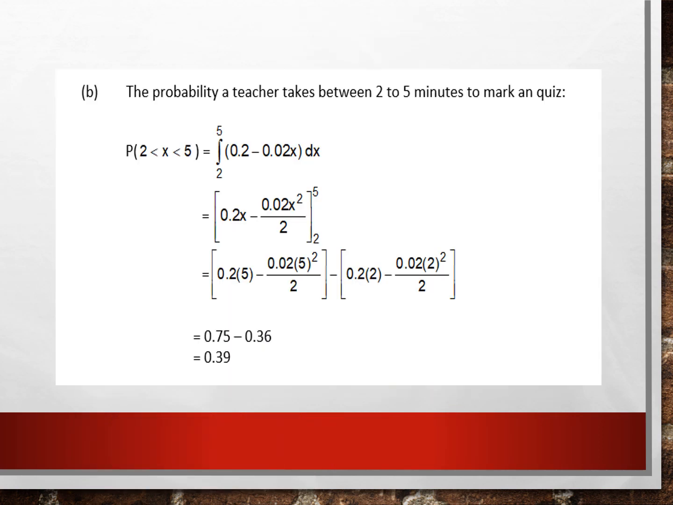Okay. Next, question B. The probability a teacher takes between 2 to 5 minutes to mark a quiz. To find the probability, we integrate the function from 2 minutes to 5 minutes as shown here. So this is the function when you have integrated, and you substitute 5 in the integrated function. Then you substitute 2 into the integrated function. So you will have 0.75 minus 0.36, which is equal to 0.39.